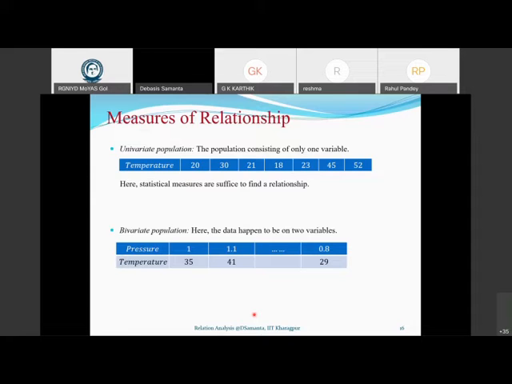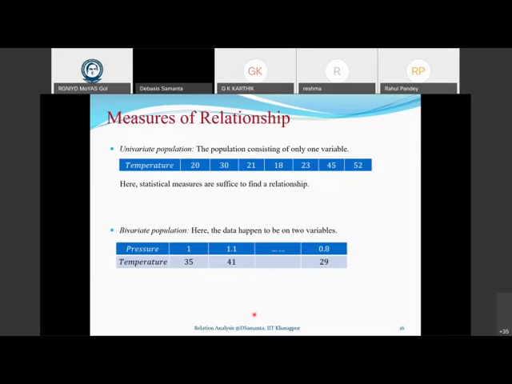For example, if pressure is 1 for 1 day, then the temperature is 35 that day, 1.1, 41, and so on. So here we are storing two attribute values, or two variables, and that kind of population is called the bivariate population. A bivariate population has two rows, one corresponding to one attribute, another to the other attribute, or if we draw this table column-wise, two columns, pressure and temperature. It is just like a simple table with two columns only. So this is a bivariate population.